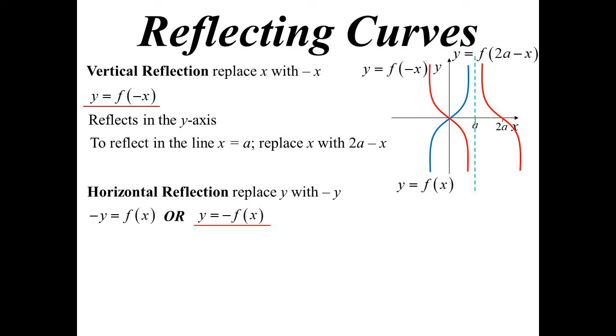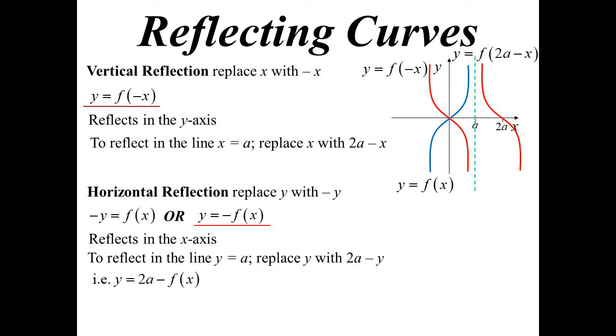So if the negative is grouped with the x, I know it's a vertical reflection, but if it's grouped with the function x, then it's a horizontal reflection. So that will reflect in the x-axis. Same sort of idea though. If you want to reflect in a different horizontal line, let's say y equals a, replace the y with 2a minus y. In other words, it becomes y equals 2a minus function x.